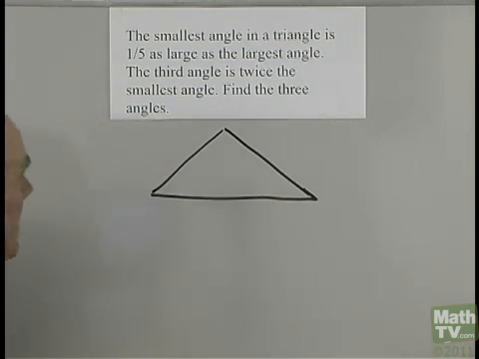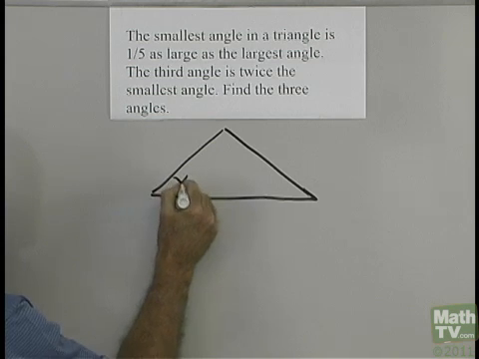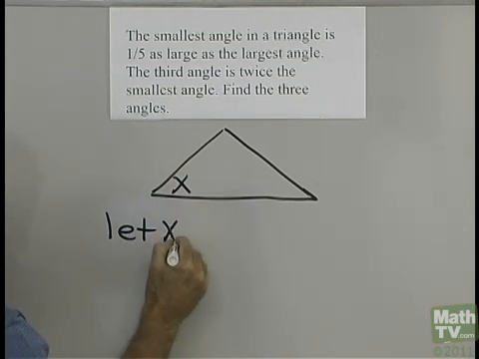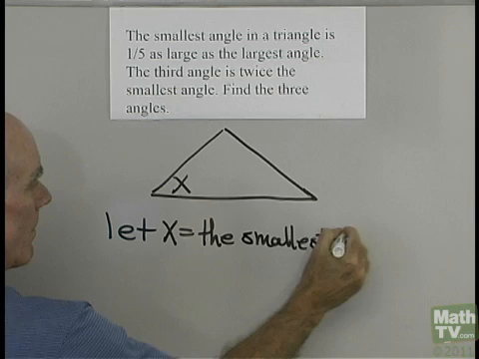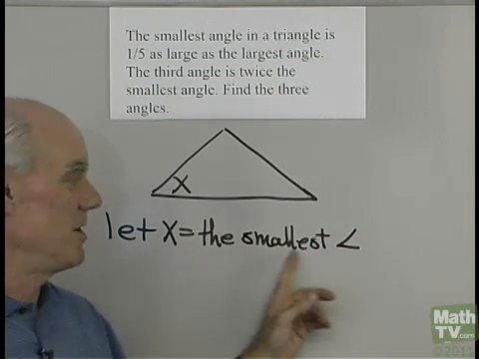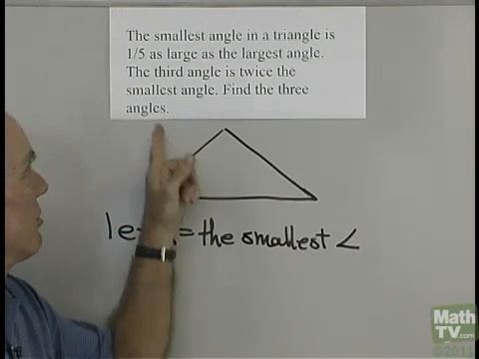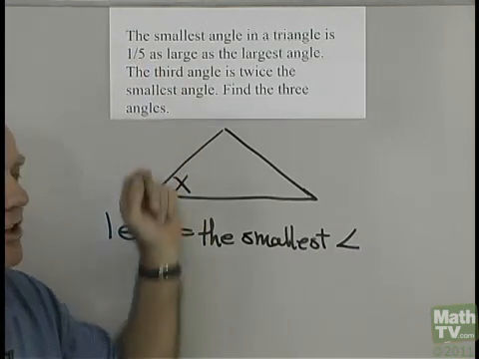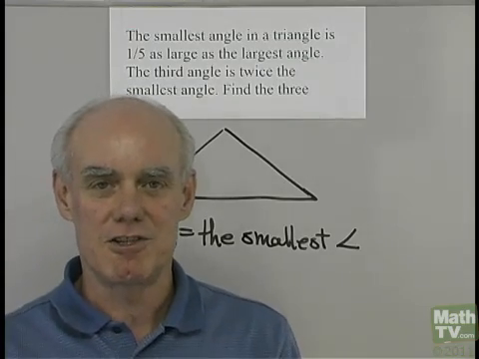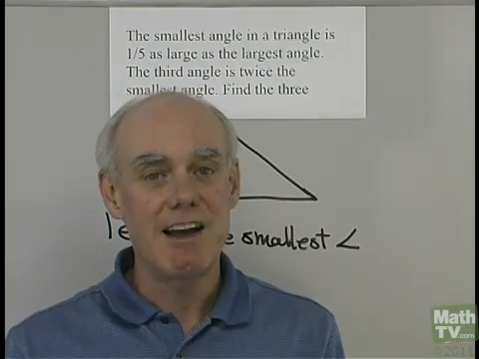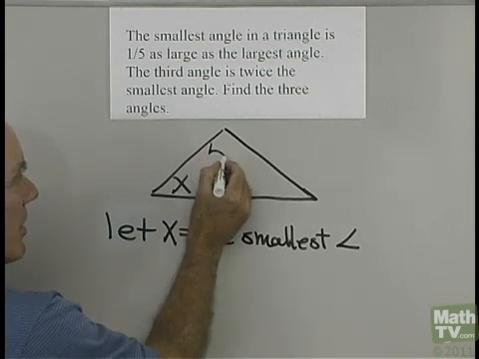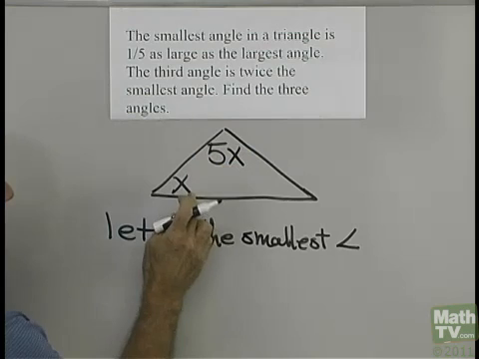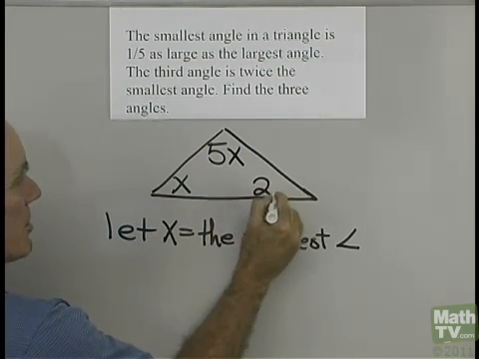So I think what I'm going to do is say this. Okay, the smallest angle is 1/5 as large as the largest angle. Let's let x be the smallest angle, and I'll just use that little symbol for angle. So let x be equal to the smallest angle. Well, if the smallest angle is 1/5 as large as the largest angle, then the largest angle must be 5 times as big as the smallest angle. So if x is the smallest angle, the largest one is going to be 5x. And then the third angle is twice the smallest angle, so that will be 2x.